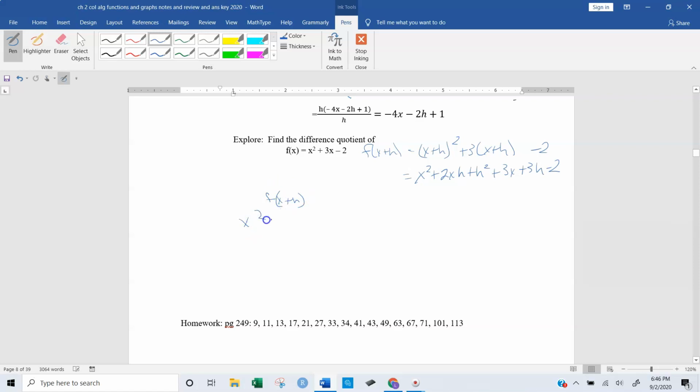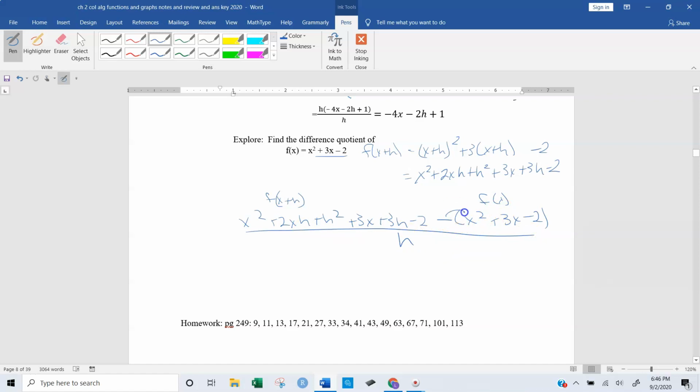So we have x squared plus 2xh plus h squared plus 3x plus 3h minus 2 minus my f of x, which is my original right here. So we're going to subtract x squared plus 3x minus 2. If you can do that all in one step, please do so. And then we divide it all by h.